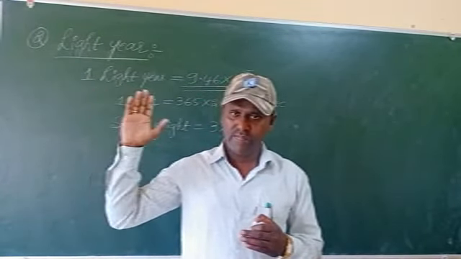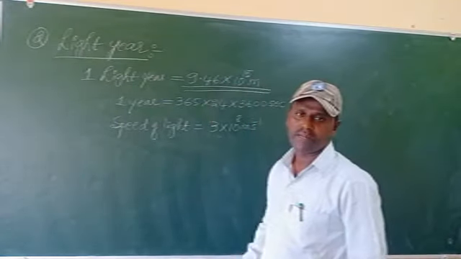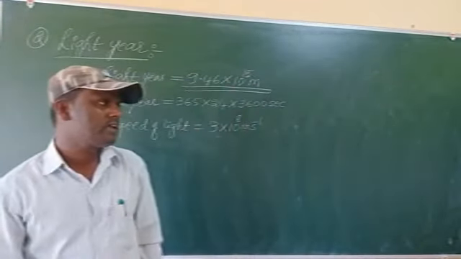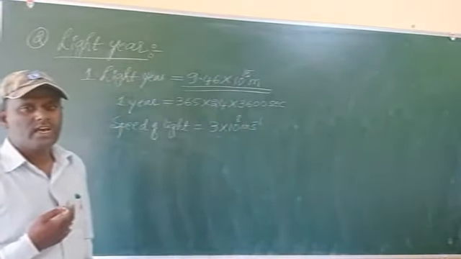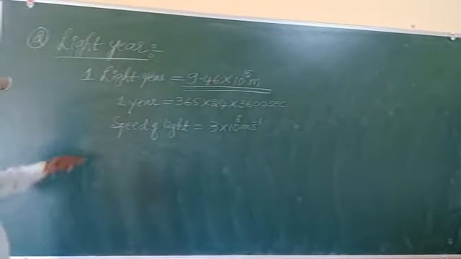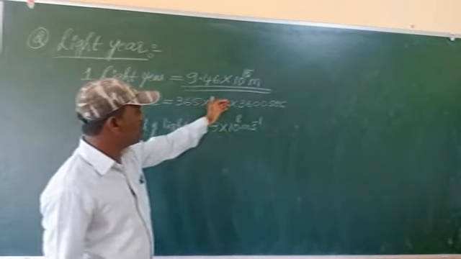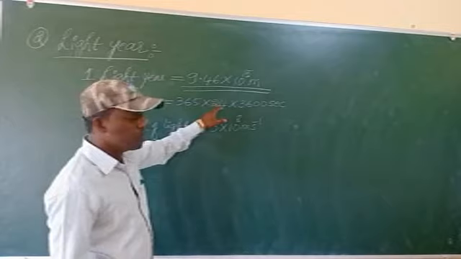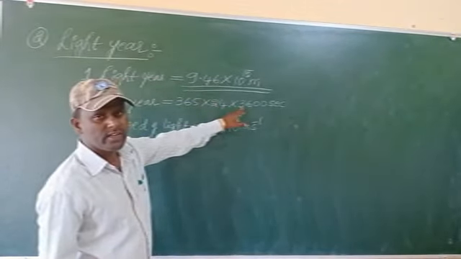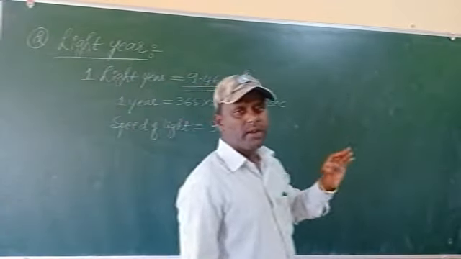Solar light, sunlight. That distance is measured by the unit called light year. Light year is the unit used for measuring the distance. So 1 year means 365 days into 24 hours into, one day is 24 hours, 1 hour is 3600 seconds. Right? So here, speed of light, it is usually per second.